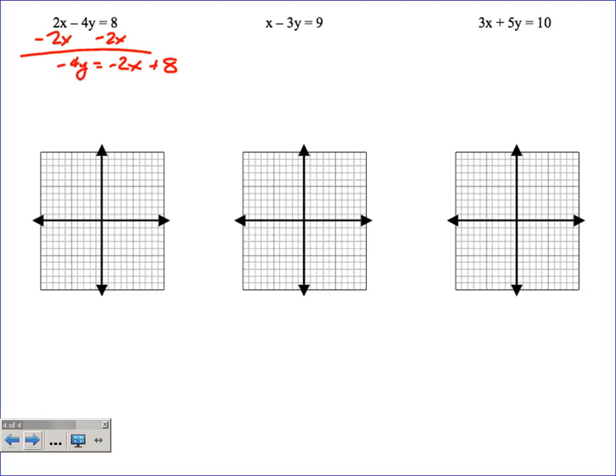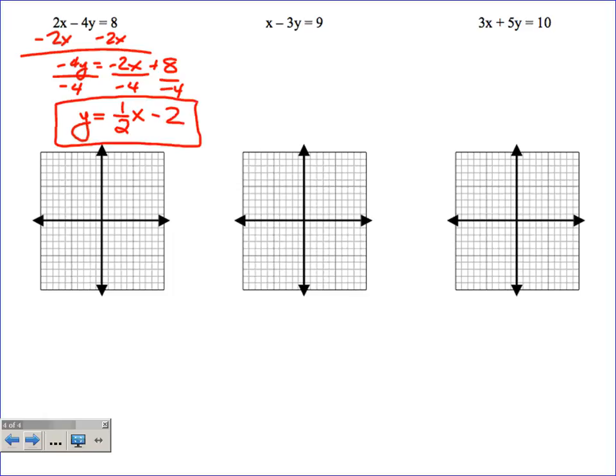Well, this says negative 4 times y. So we have to divide. We divide this by negative 4, divide this by negative 4, divide this by negative 4. That'll cancel, and then we'll be left with y on the left side. What's negative 2 divided by negative 4? It's 1/2, isn't it? Yeah, okay. And then 8 divided by negative 4 is going to be negative 2.